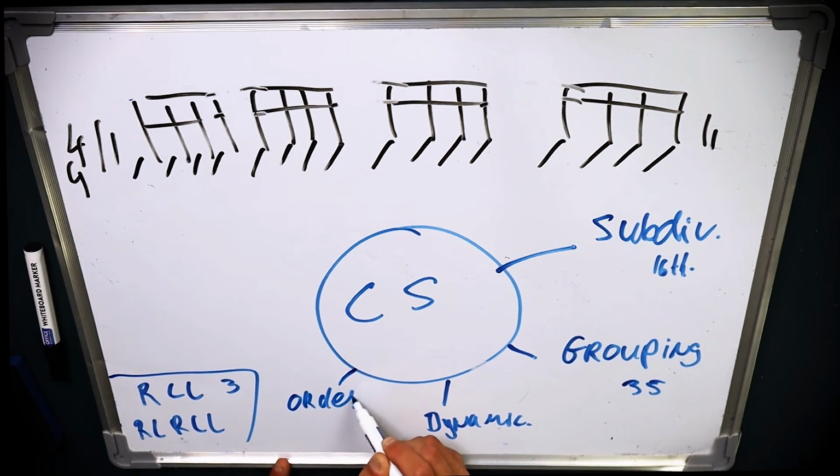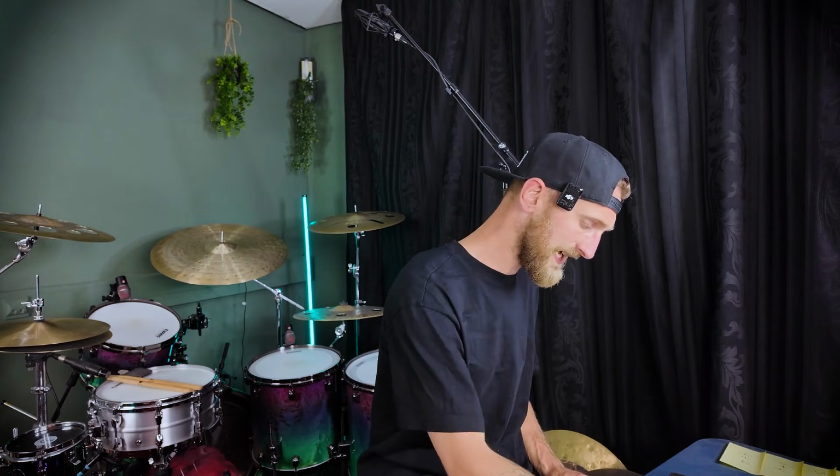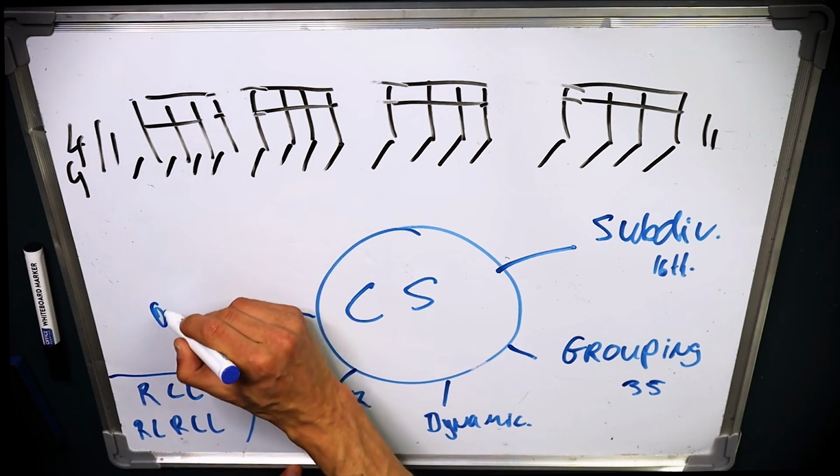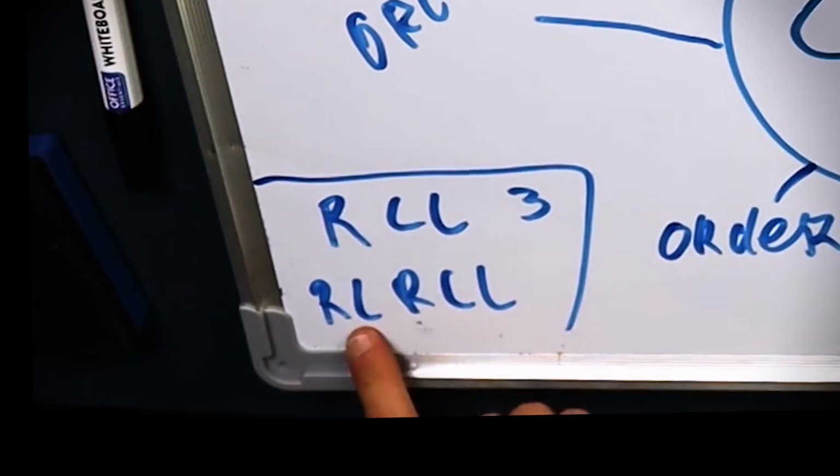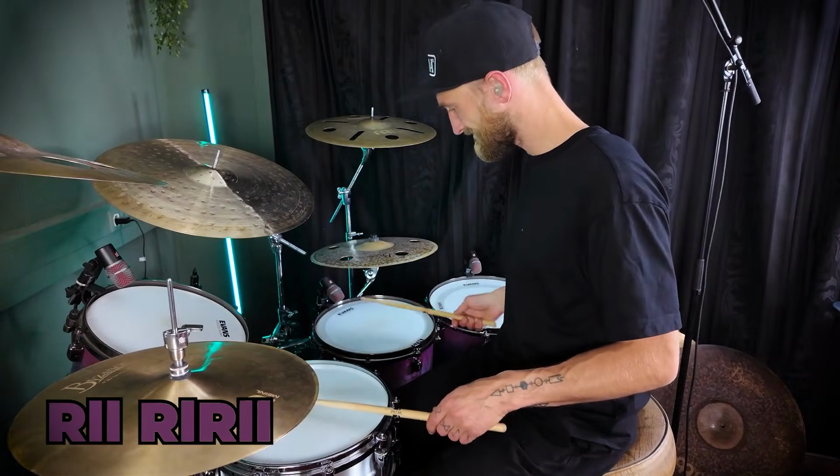We can change different orders of the numbers, but here comes the magic, which is orchestration. And it's super, super simple, because the only thing you have to do to get started is move that right hand, because our right hand can move freely around the kit. Left hand stays on the snare. Move that right hand to the floor tom.